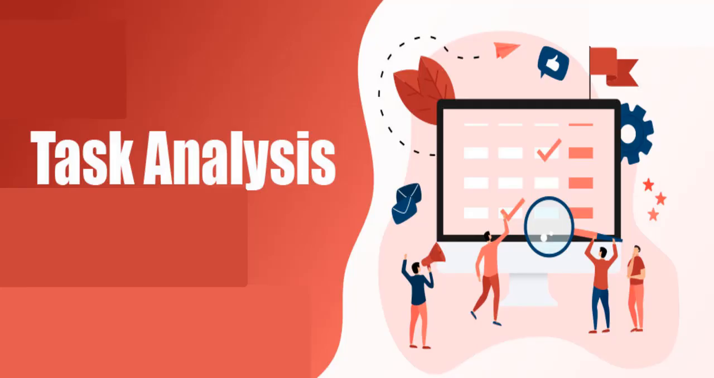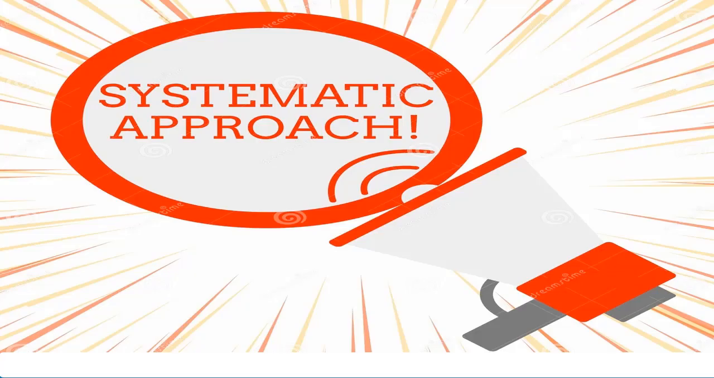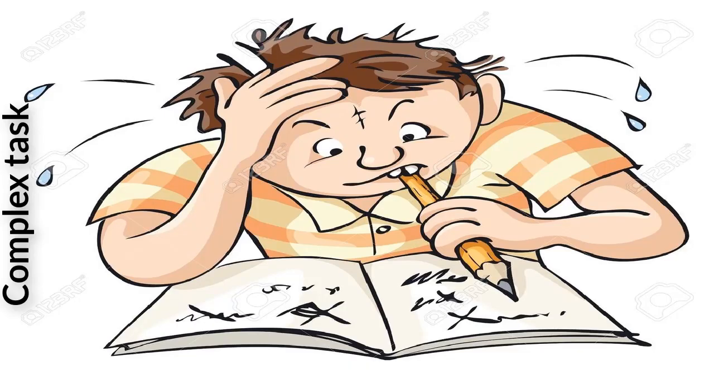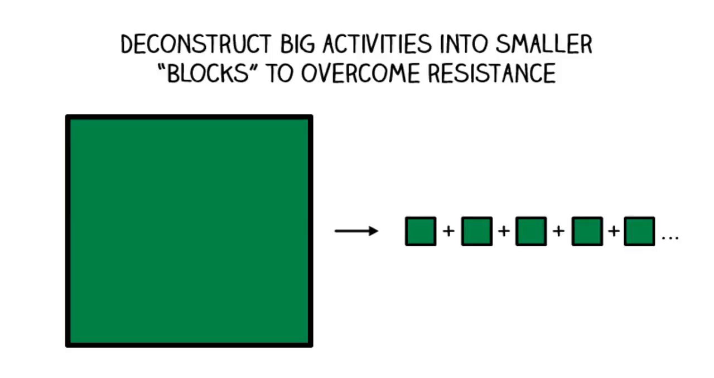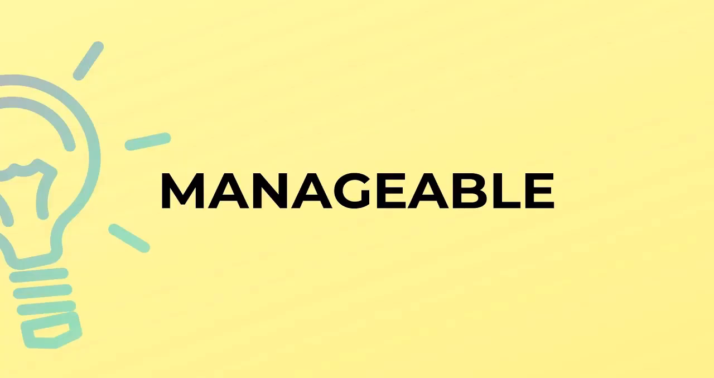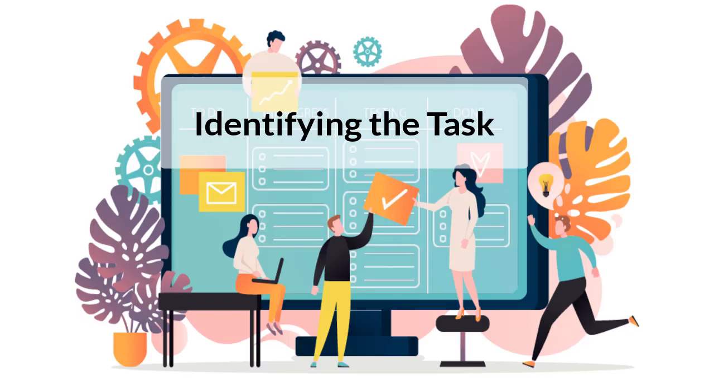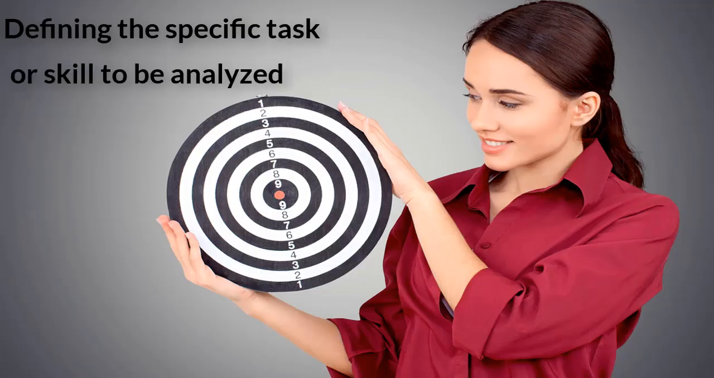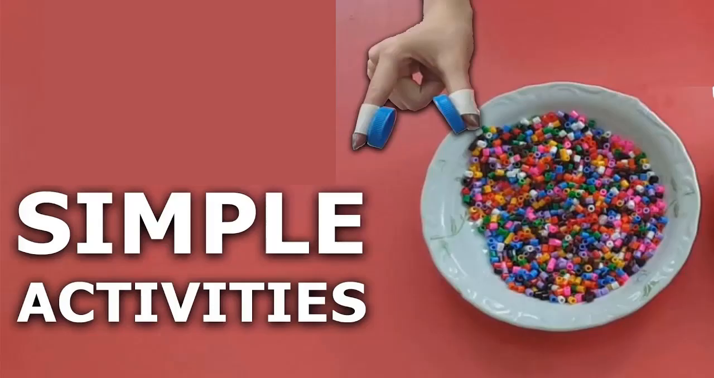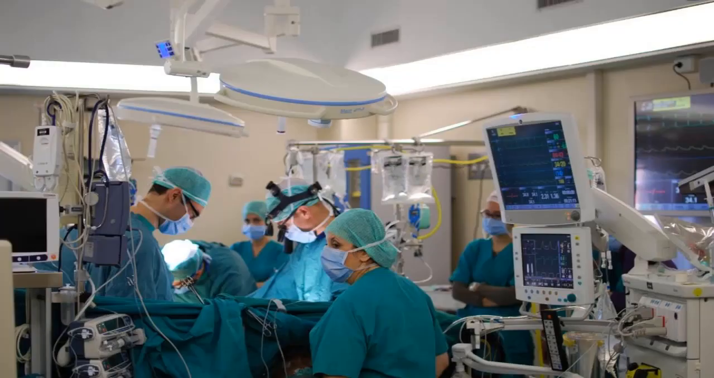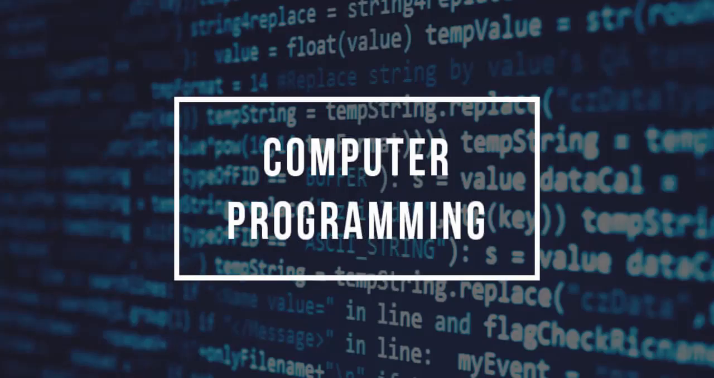3. Task analysis is a systematic process used in instructional design to understand and break down complex tasks or skills into smaller, manageable components to achieve a specific goal. Identifying the task: defining the specific task or skill to be analyzed. This could range from simple activities like tying shoelaces to complex procedures like performing surgery or programming a computer.